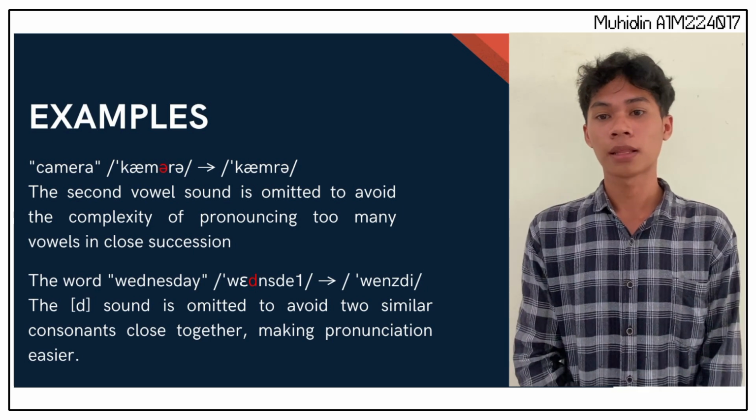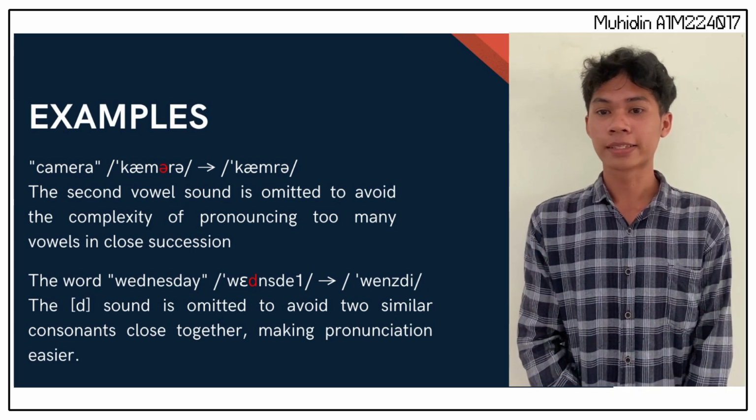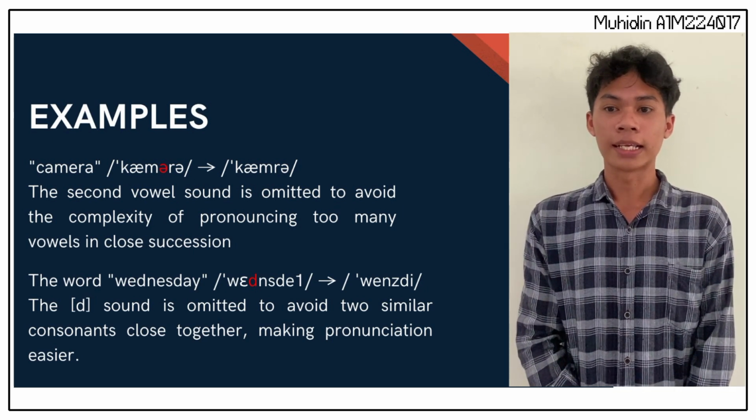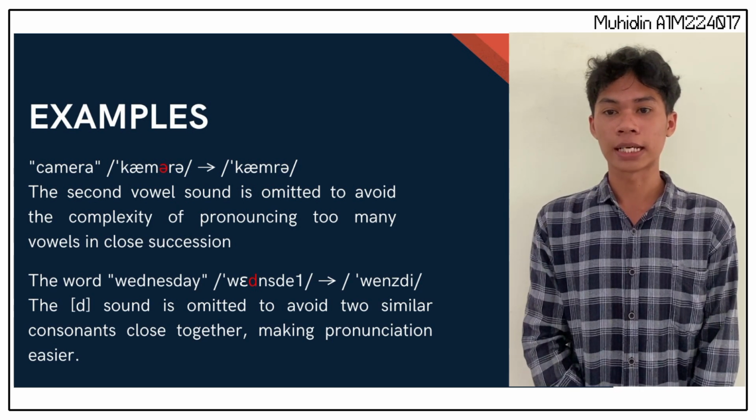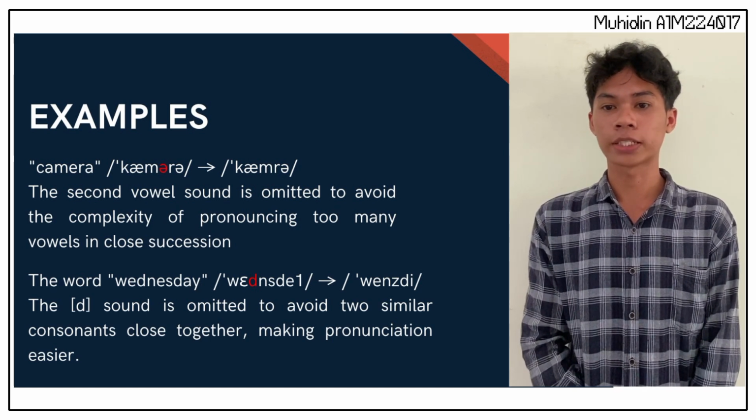And the last example is the word Wednesday. The sound D is omitted to avoid two similar consonants close together, making pronunciation easier.